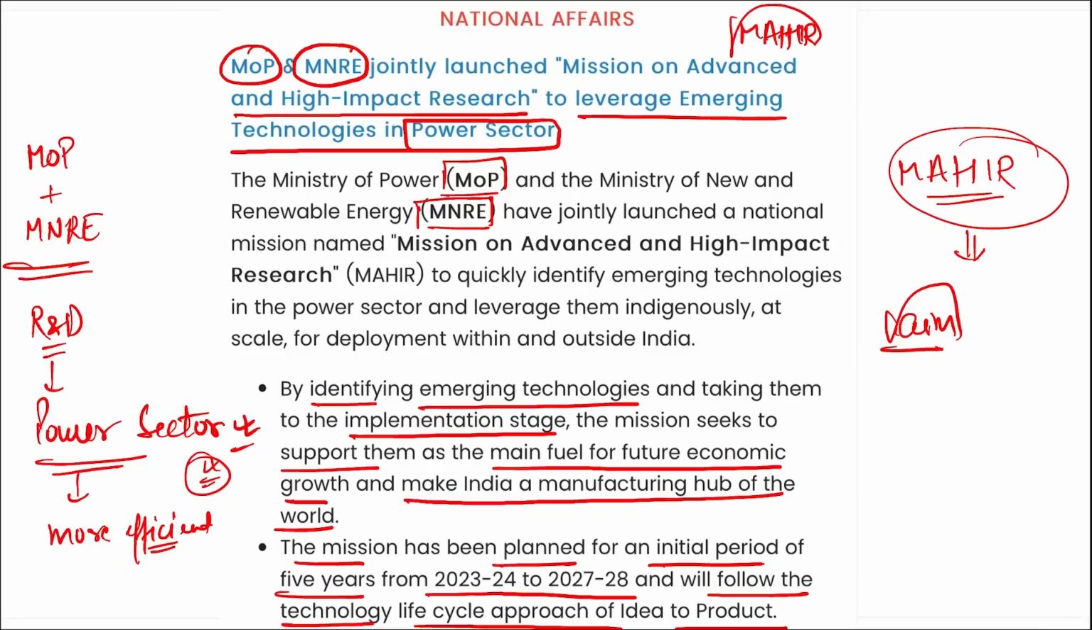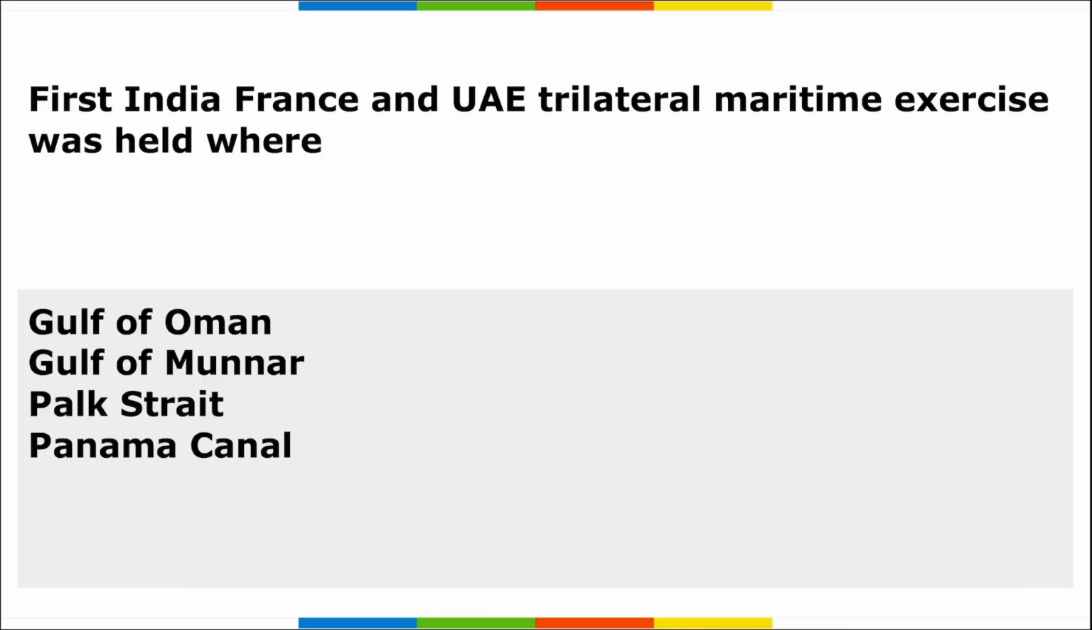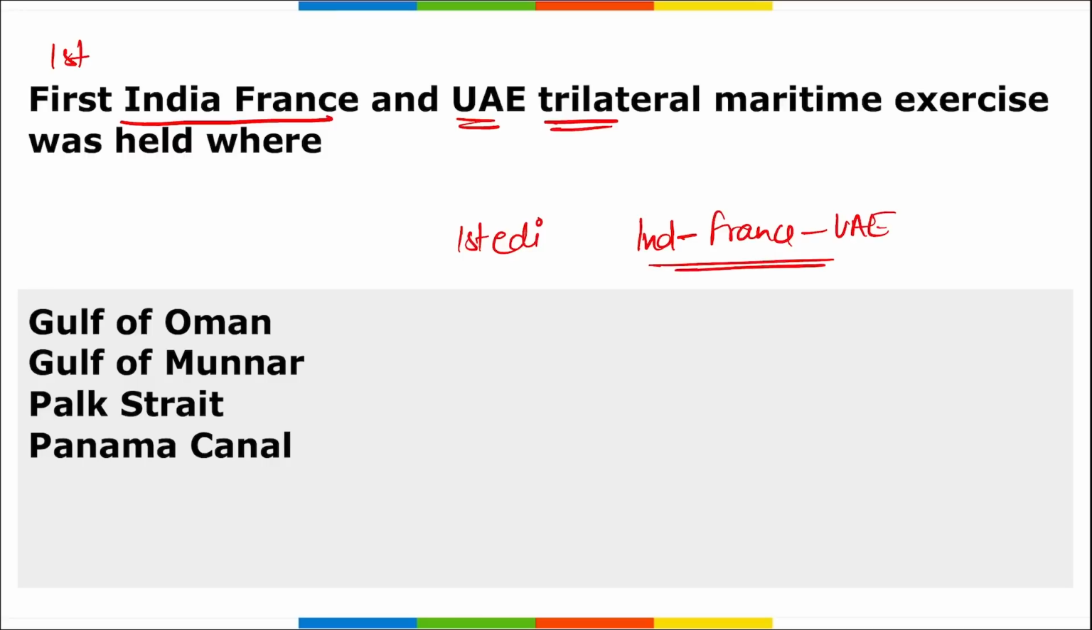Correct? Mahir. Next, the first India, France and UAE trilateral maritime exercise was held where? I repeat, the first ever edition of the India, France and UAE trilateral maritime exercise. Where was this held? This was held in the Gulf of Oman. Correct?